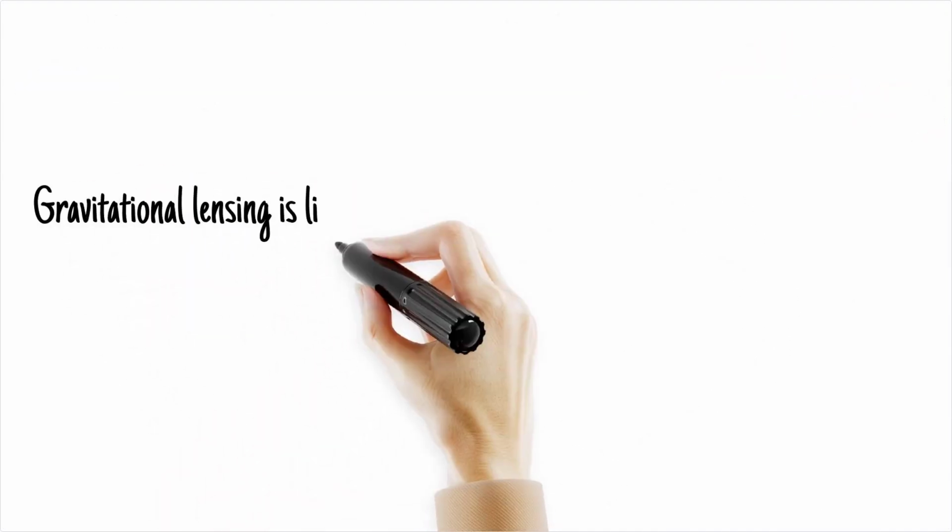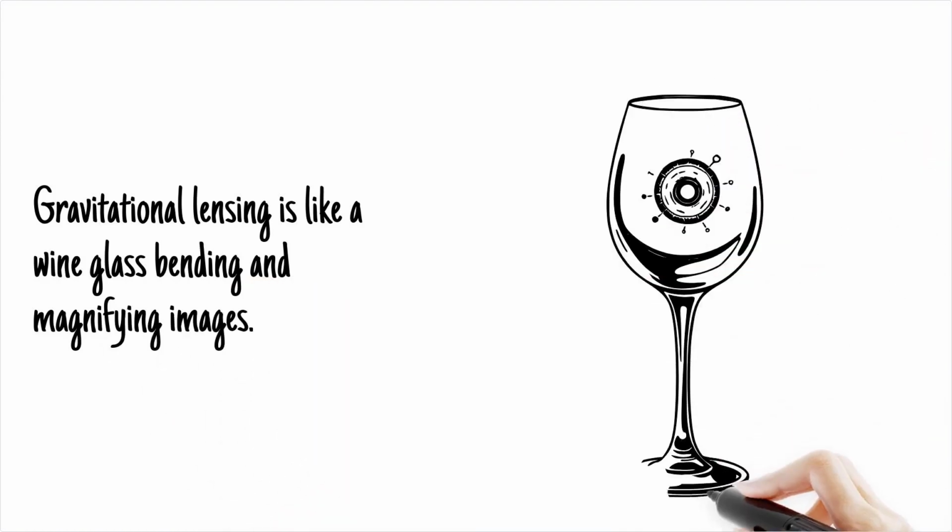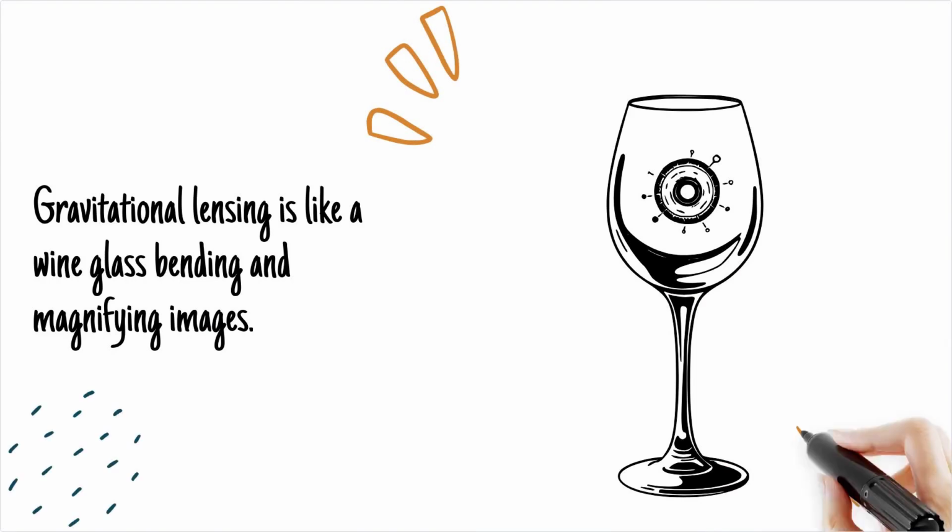Gravitational lensing is like looking through a wine glass. The curved glass bends and magnifies the image of objects on the other side, making hidden details more visible.